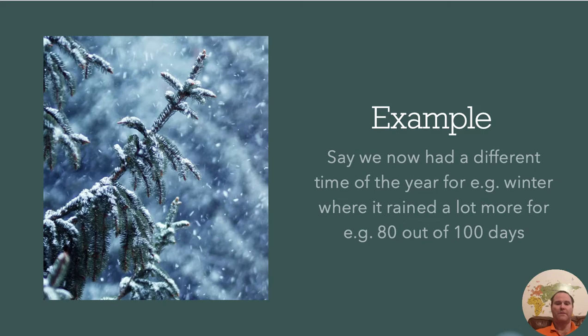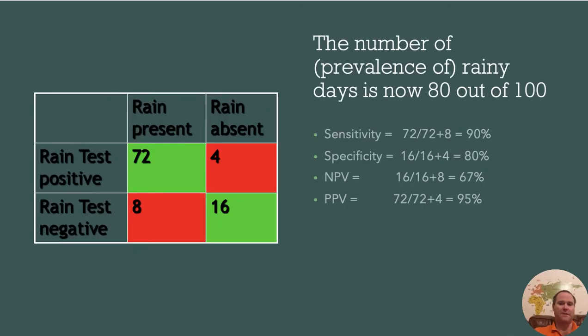A lot is often made of the fact that sensitivity and specificity don't change irrespective of the prevalence, whereas positive and negative predictive value do. So let's do this with an example. Say we now had a different time of the year, such as winter, in which it rained 80 days out of 100. Prevalence is 80%.